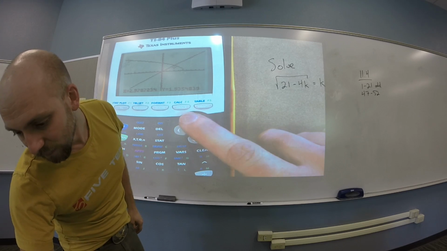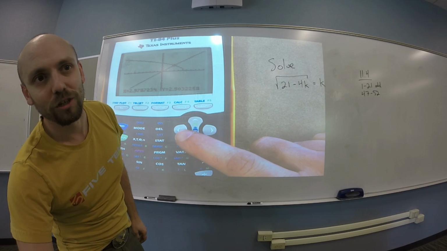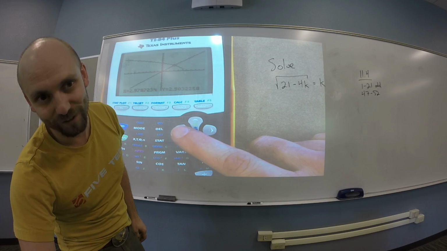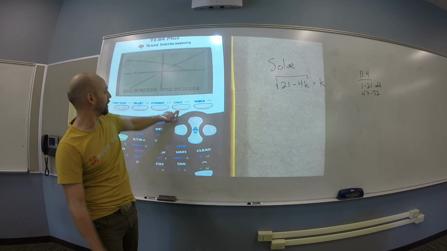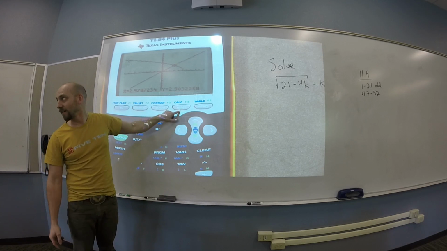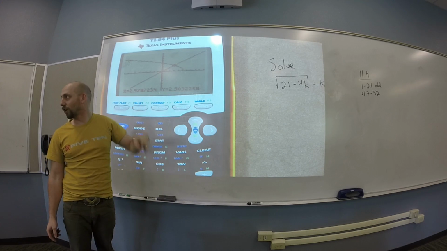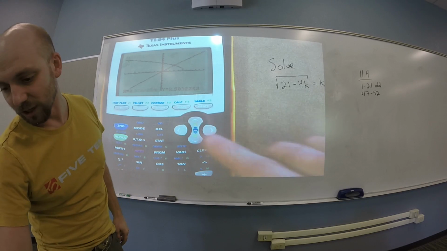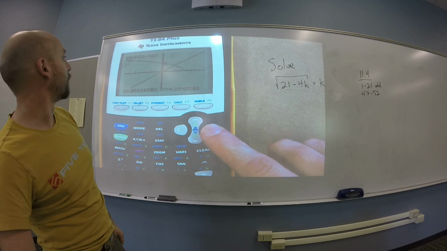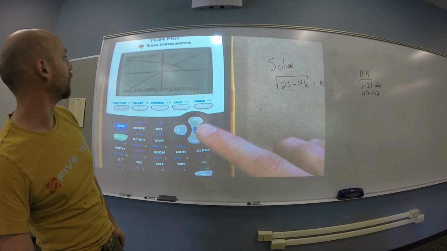Just hit trace. I'm trying not to overburden this. If you want to do like Gabe is suggesting, if you hit this key that says trace on it right here, that'll lock it to one of the curves. So that you'll only be along that curve. So if you hit trace, it'll lock it onto one of them. So now I'm locked onto the parabola one.